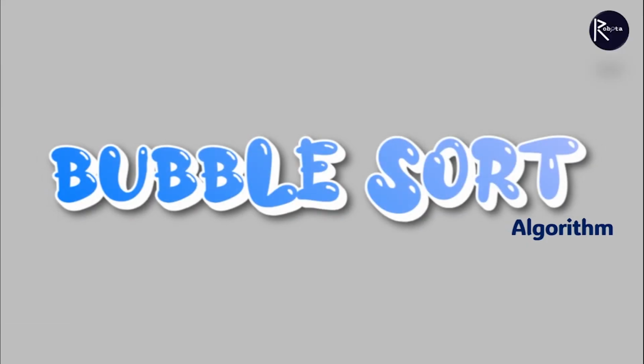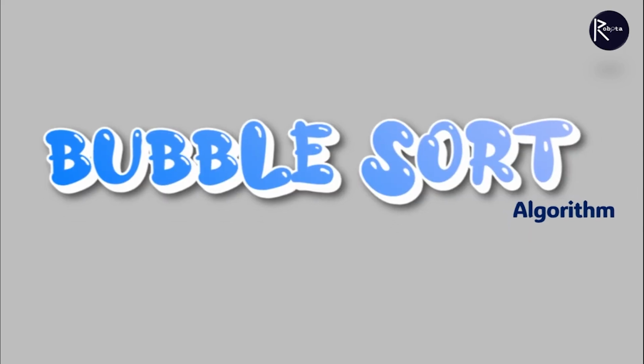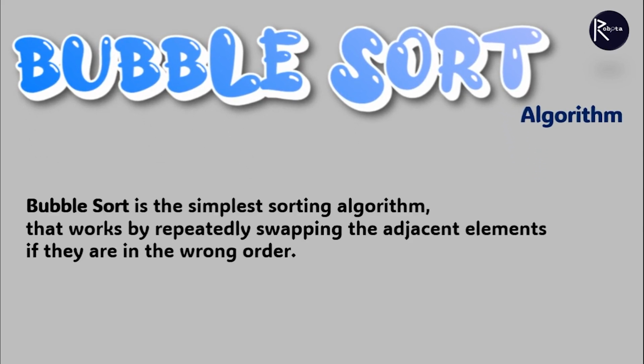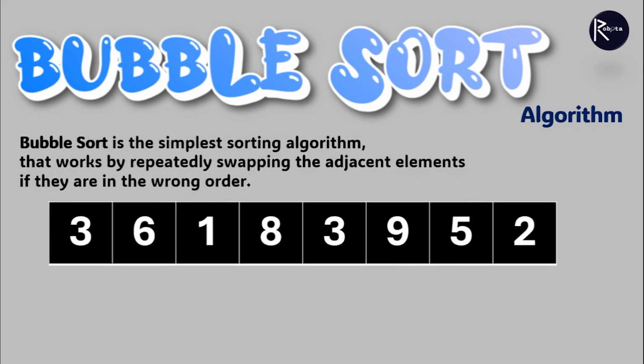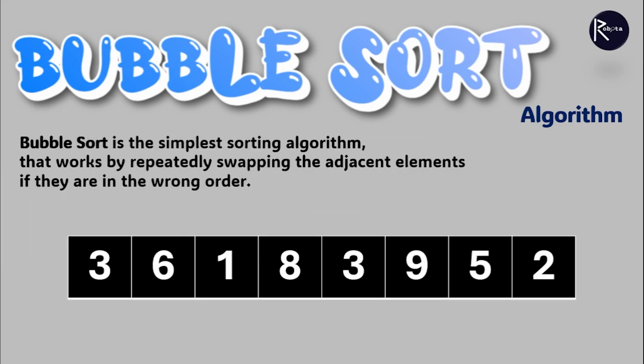In this video, we are going to understand how to sort a given number list using the bubble sort algorithm using Python. Bubble sort is the simplest sorting algorithm. The sorting is done by repeatedly swapping the adjacent elements if they are in the wrong order. To explain the concept of the bubble sort, we will use this number list.